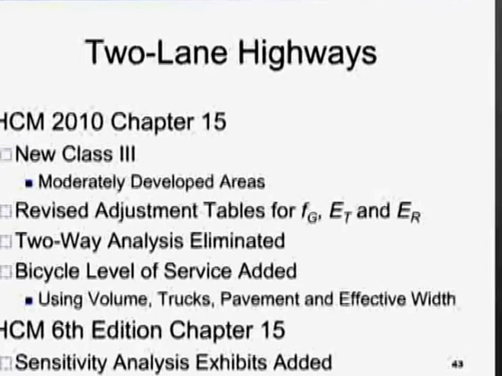The two-way analysis was the only way to do it in the 2000 manual. In the 2010 manual, you had two different ways, two-way or single-way, to get passing lane effects. Now the two-way analysis will go away, or went away. Bicycle level of service was added. In the 6th edition, nothing changes. The sensitivity analysis is added, but procedurally nothing changes.